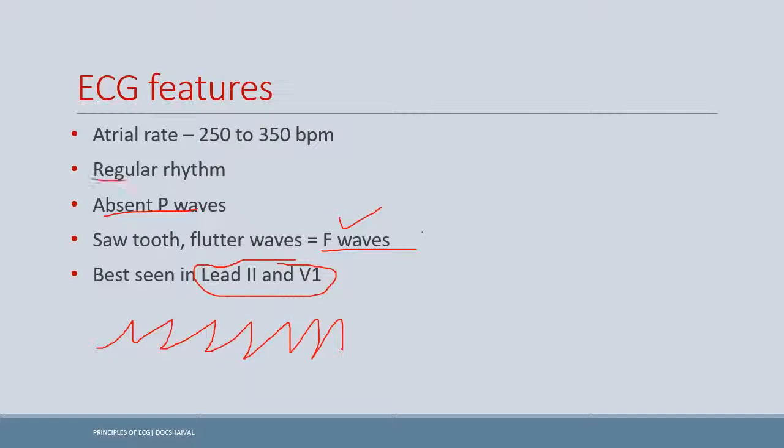Now, important thing, as I've already stated, the rhythm is regular in case of atrial flutter, while it is irregular in case of atrial fibrillation. Important, high yield to know. Now the rate, yes, the rate is 250 to 300 beats per minute, while in atrial fibrillation, can you recall, it's around 400 to 600 beats per minute, very high. Okay, so these are the important ECG features in atrial flutter.